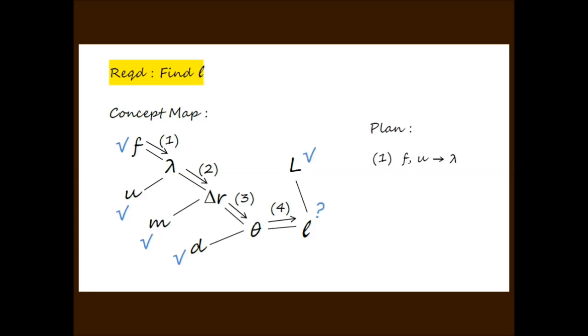Let us now work out the plan. From the frequency, we determine the wavelength lambda. Using lambda, we determine the path difference delta r. From delta r, we find the angular position of the required fringe. And from the angular position, we find our required parameter, which is the linear position of the required fringe.